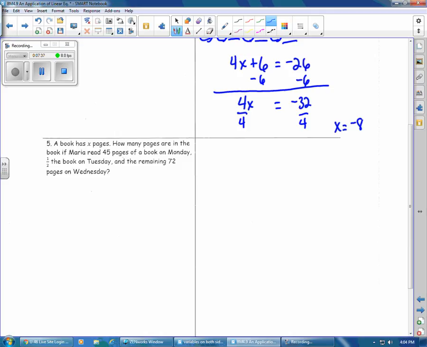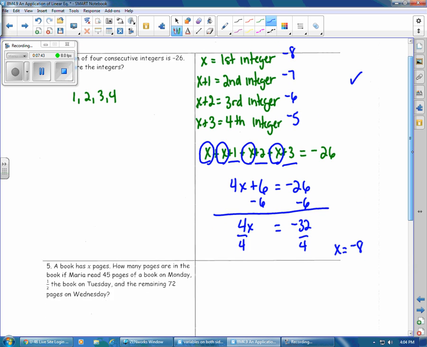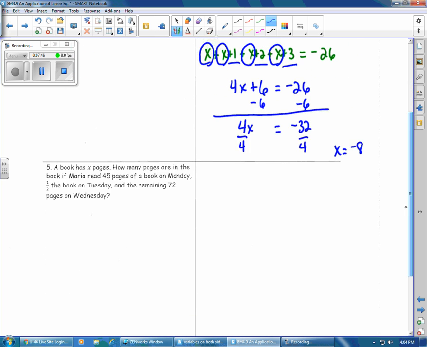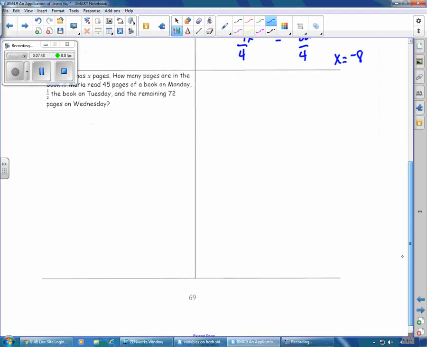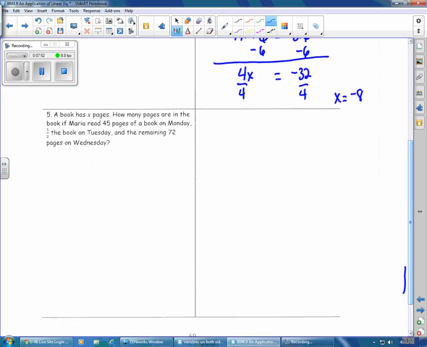Some of these problems are problems that we've actually already translated. We already worked these problems in lesson 1 and lesson 2, and in fact I think this one with the book pages we've already translated once. So they're telling us the book has X pages, so they've already defined the variable for us. X equals the number of pages in the book.